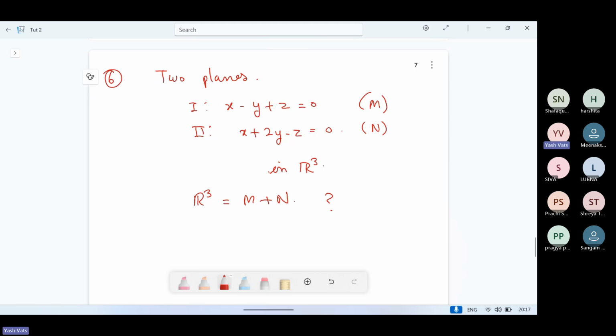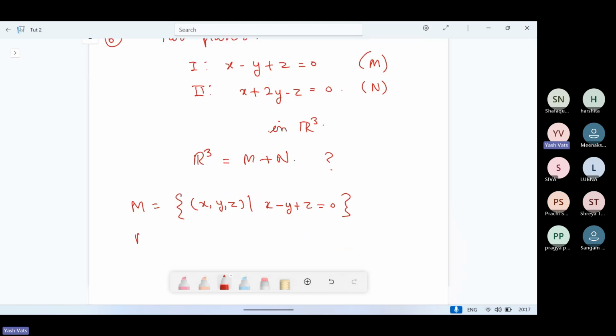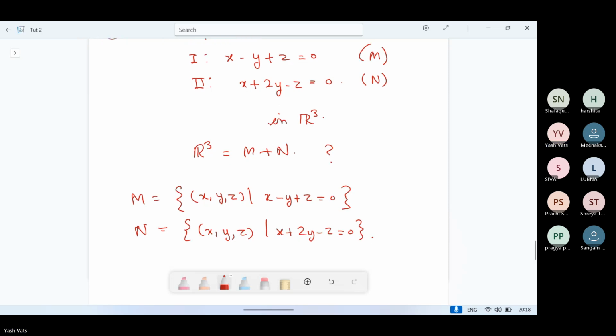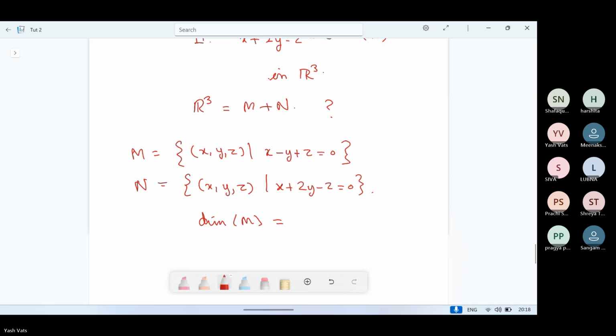So what do the elements of M look like? M is the set of (x, y, z) such that x minus y plus z is equal to 0. N is the set of (x, y, z) such that x plus 2y minus z is equal to 0. Right? So what's the dimension of M? Can anyone tell me? 2. And what's the dimension of N? Why is it 2? Sir, we will subtract one restriction from it. Yes, x minus y plus z is a restriction. So 3 minus 1 is 2.